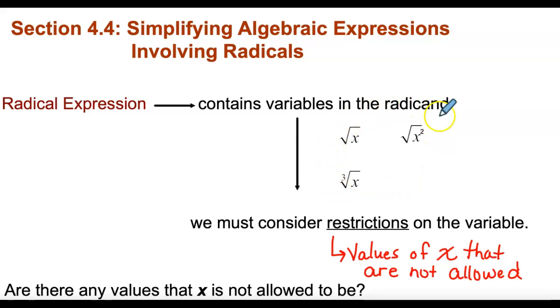For example, the square root of x, or the square root of x squared, or even the cube root of x. In these cases, however, these variables cannot take on just any value. There are restrictions, and we must consider these restrictions when we're looking at radical expressions. We must consider what values of x are not allowed or not permitted.